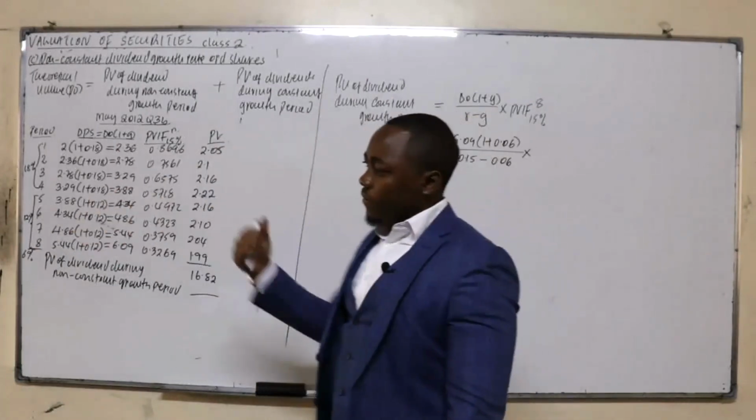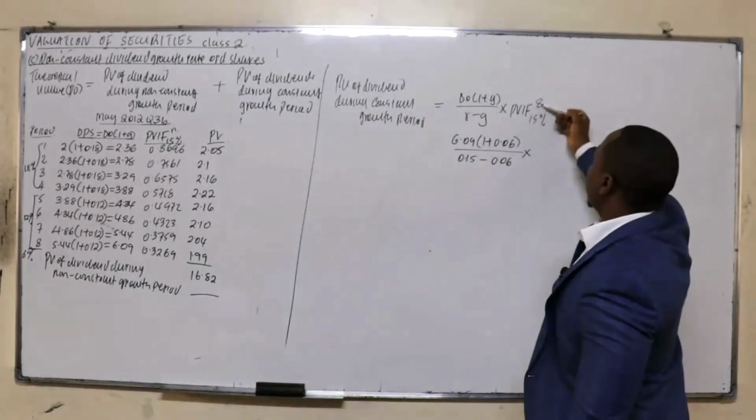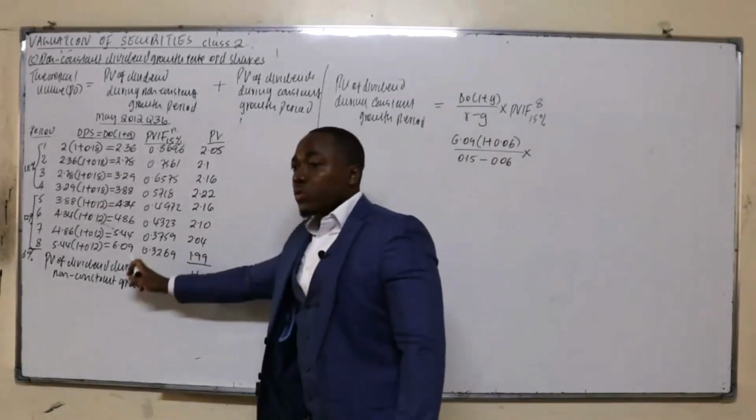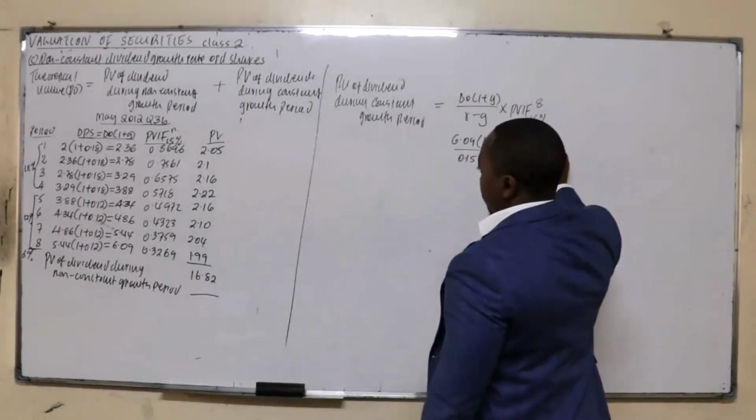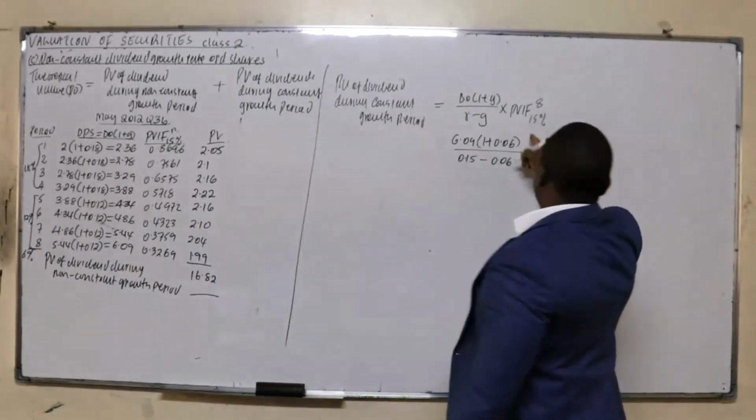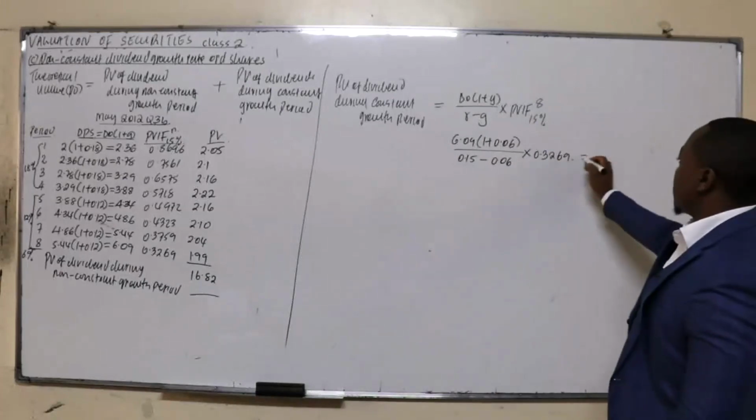How much is the present value now? So you take 15% for year 8. You always use the discounting rate for the last period, which is 0.3269. So what do you get?